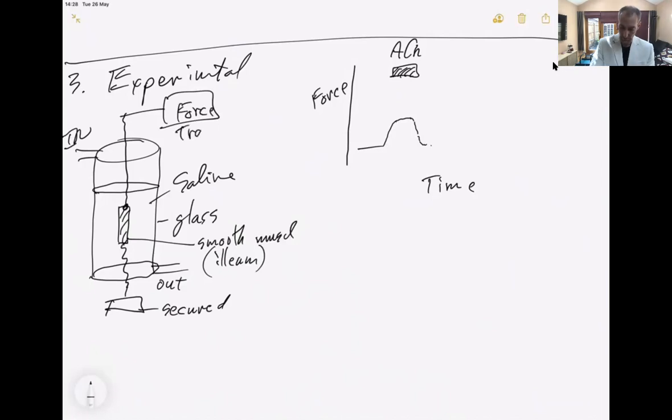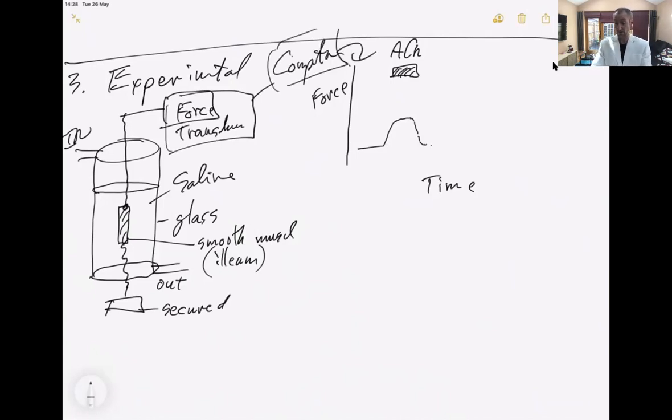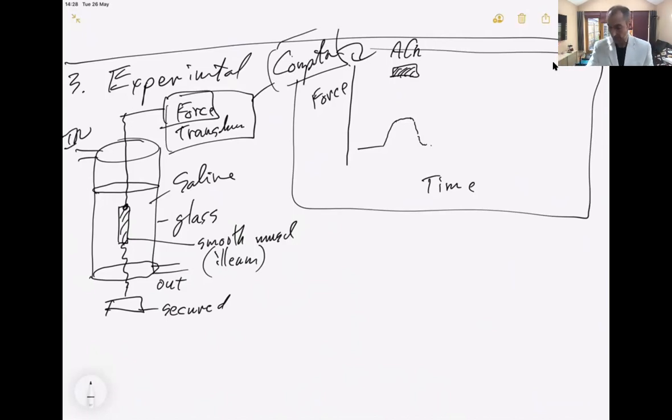We tie it off, put it up to the top, and put it on a force transducer. So this thing just measures force. Does the muscle pull or not? We hook that up to a computer, and the computer spits out this trace that I'm showing you here. That's what you would see on your computer screen. You will see force on the y-axis and time on the x-axis.